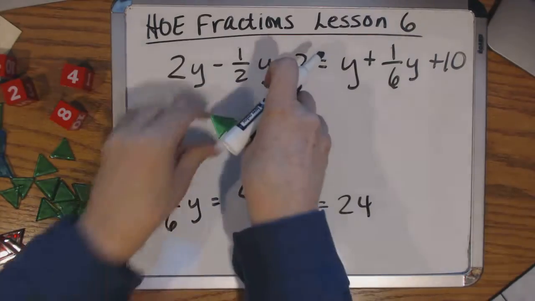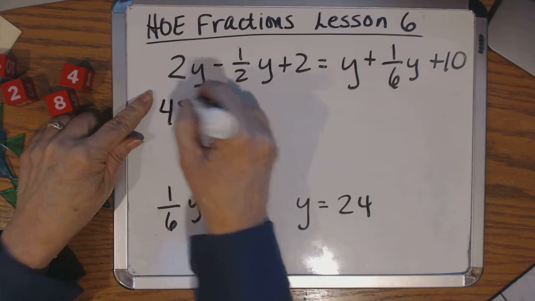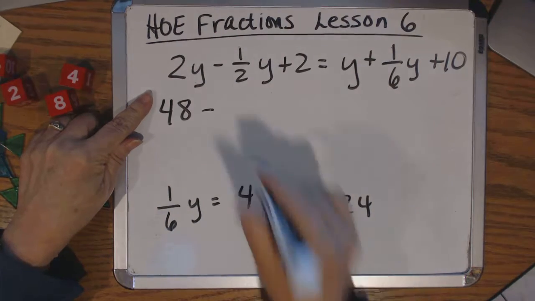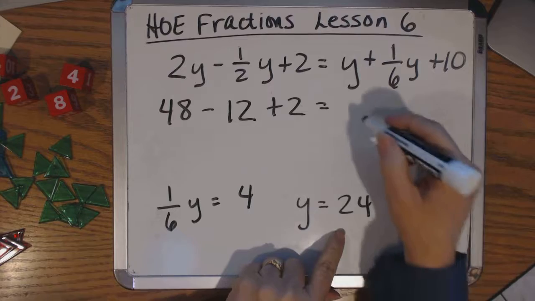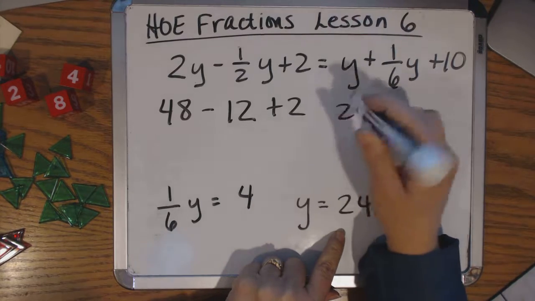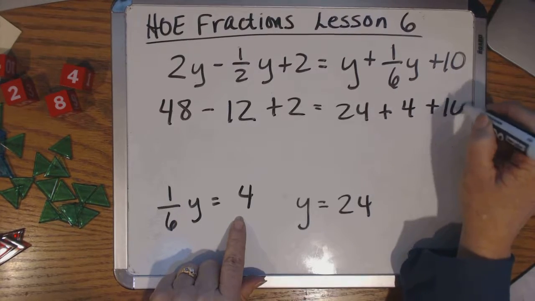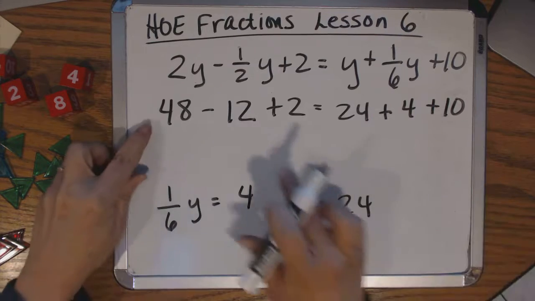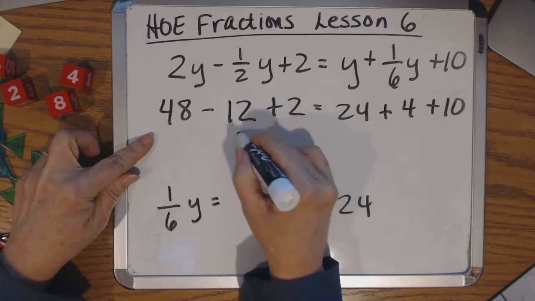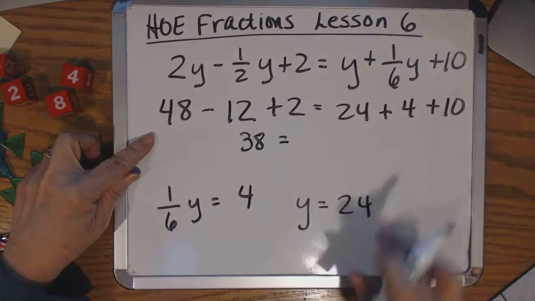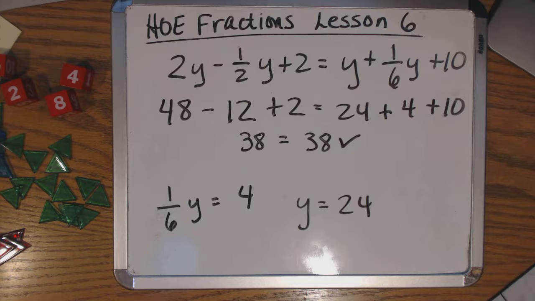Okay, so let's check that. 24 times 2 would be 48, minus half of y would be 12, plus 2, is equal to y, 24, plus 1/6 of y, which would be 4, plus 10. It gets a little messy there. So if you think about it, subtract 12 plus 2, that means subtract 10 from 48. That would give me 38. Over here, 24, 28 plus 10 is 38. That's a check.